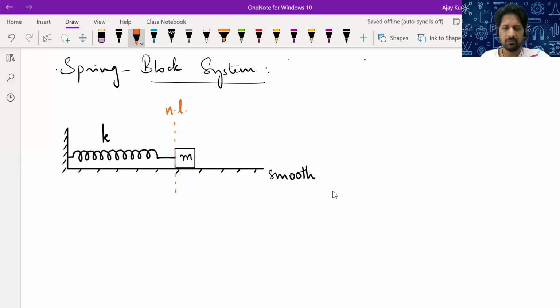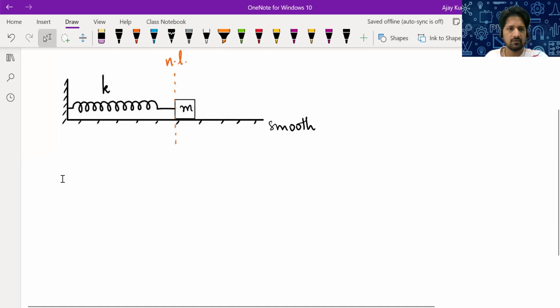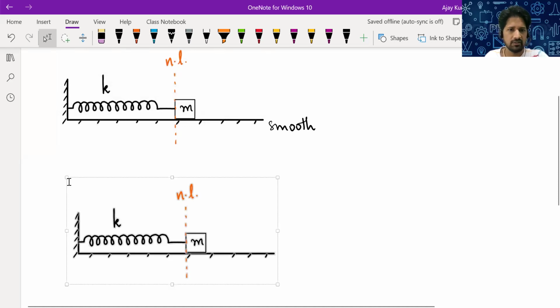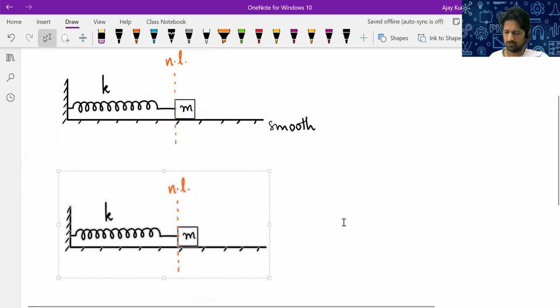So Aishwarya, you tell me, if we release the block at this position from rest, will it start moving or will it just stay there? Sir, it will stay there. It will just stay there because the net force on it is zero. Let's not give it any name yet. But if we release it from this position, it is not going to move.